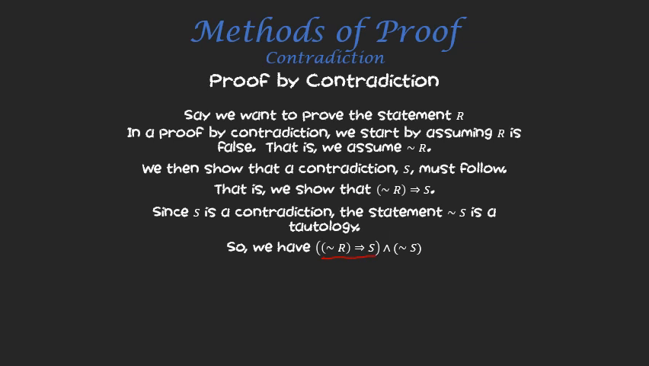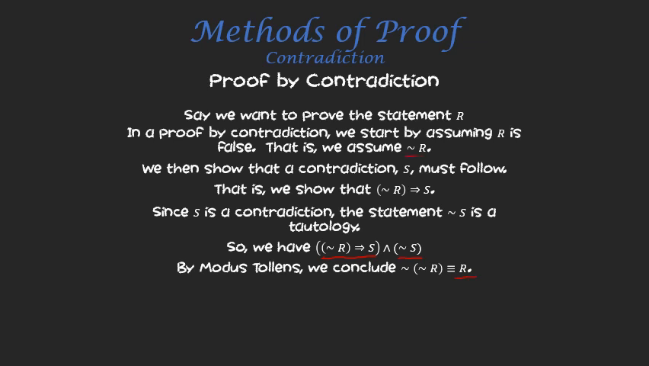And then we know that not S must be true. This isn't something we have to prove, right? By showing that S is a contradiction, we have not S for free. And so look at what we have here. We have not R implies S, and not S. So you should recognize this form. That's modus tollens. So by modus tollens, we can conclude that the hypothesis must be false, right? That is, we must have not not R, which we know by double negation is just R. And so that's how that works.